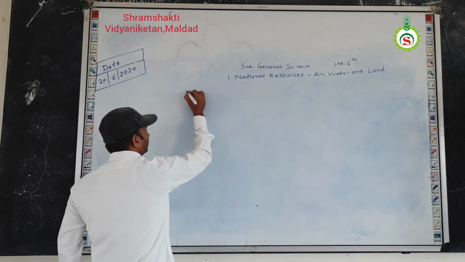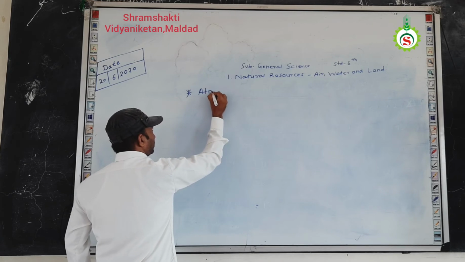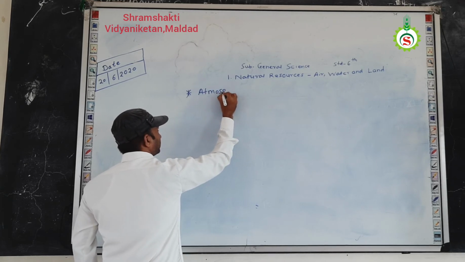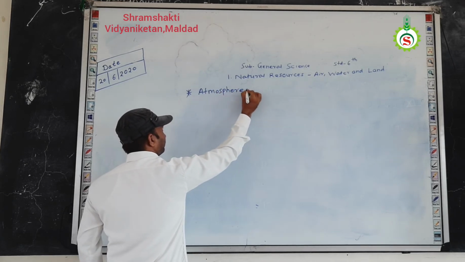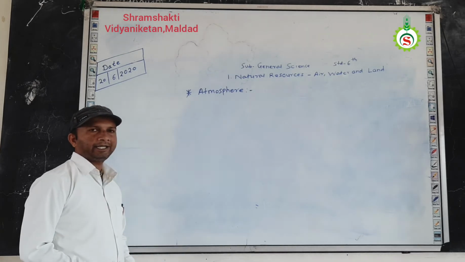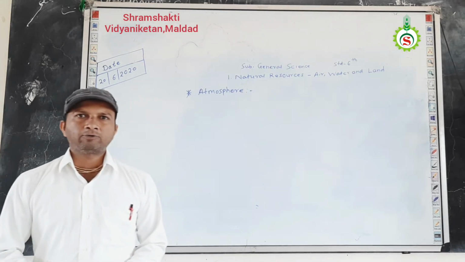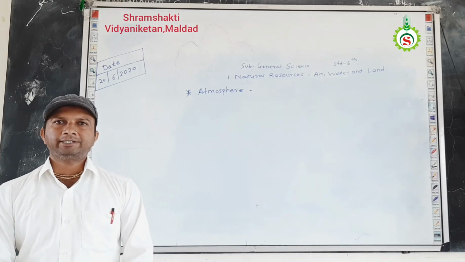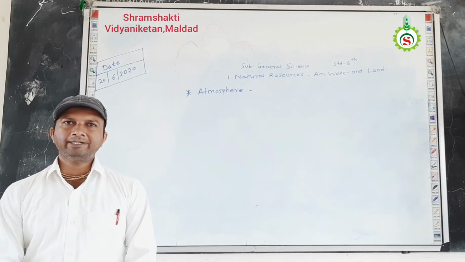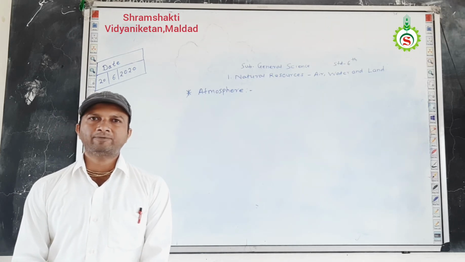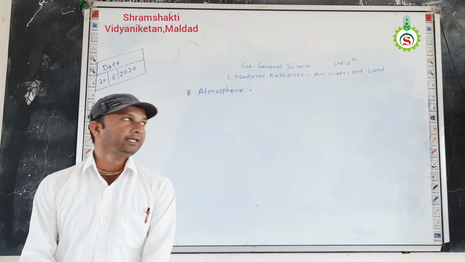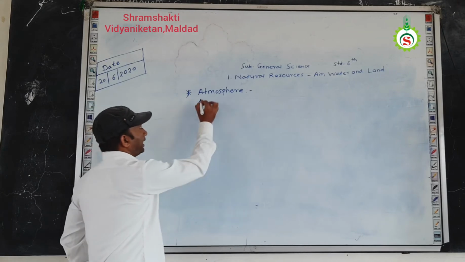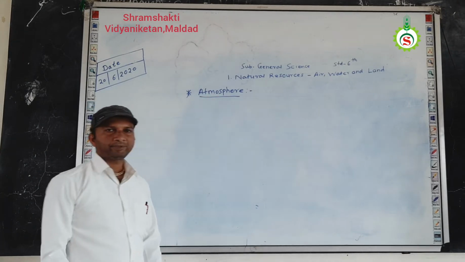During the previous lecture, I already told you that atmosphere is the layer of the earth which is covered by air. What is lithosphere? Lithosphere is the layer of the earth which is covered by soil, and hydrosphere is the layer of the earth which is covered by water. Now, first we will see the information regarding atmosphere.